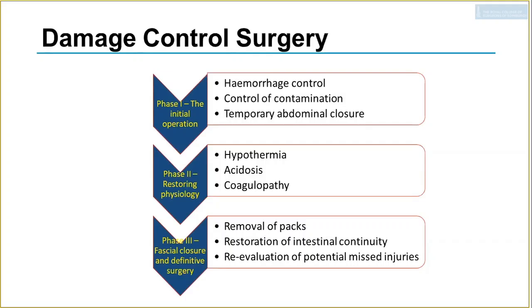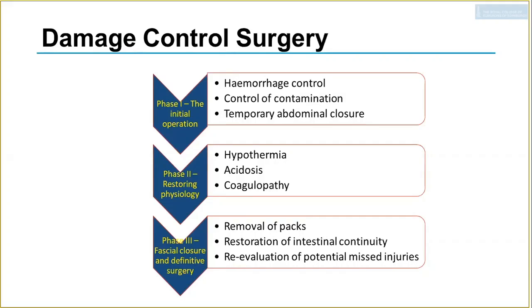The next stage is then you park the patient in critical care, and then you address the physiology: hypothermia, the acidosis, and the coagulopathy. You warm the patient. You address the coagulopathy, you give them clotting factors, transfusion, correct the acidosis, and then the definitive surgery is delayed until the physiology is normalized. Now that will involve removal of packs if you've left them, dealing with any bowel injuries, any other injuries, and then looking for anything you've missed.